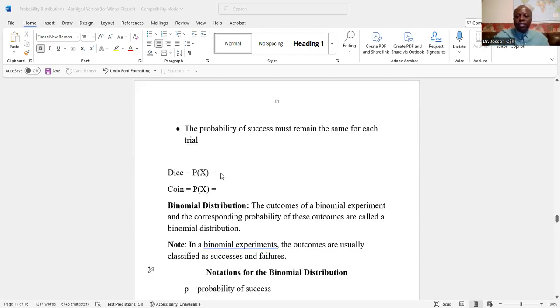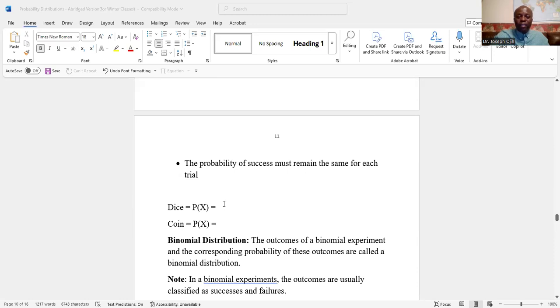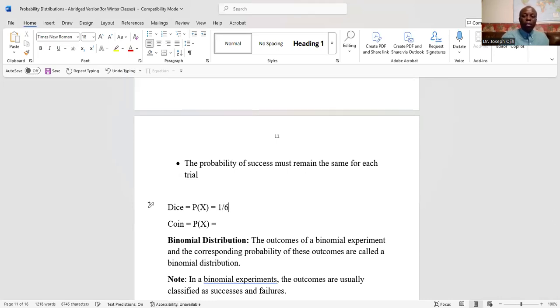Now, for a die, you know that the die has 6 sides. In that case, the probability of success is 1/6. For any outcome, like when you toss the die and ask what is the probability that a 4 shows up, it is 1/6 chance. It's still constant. That's what it means that the probability of success must remain the same for each trial. For a coin, it is 1/2.